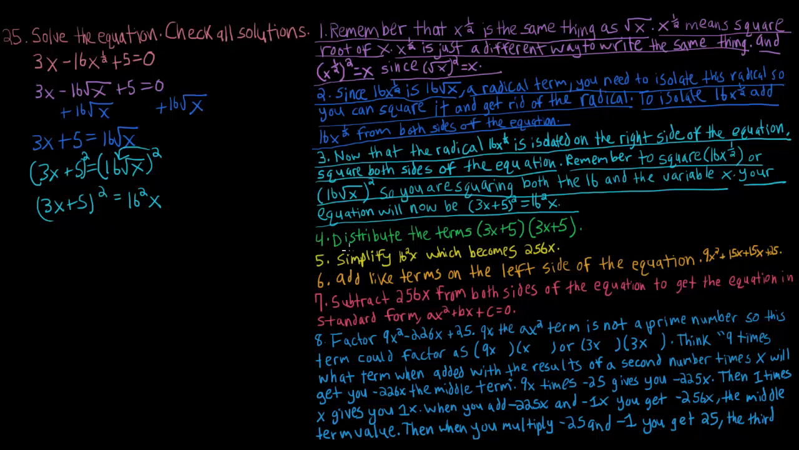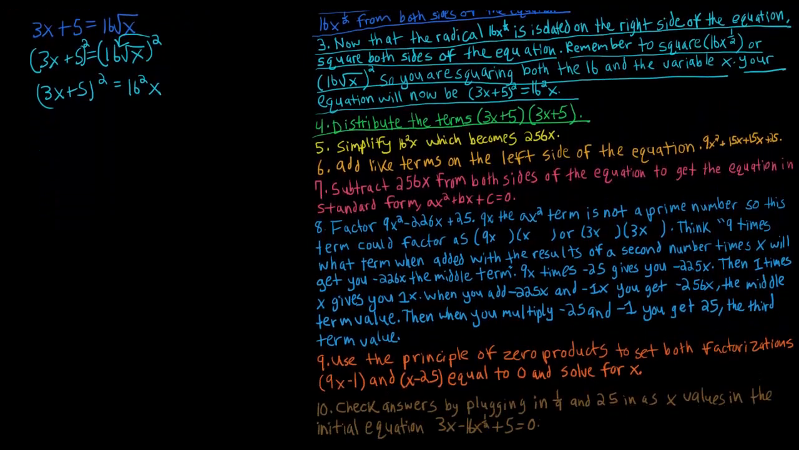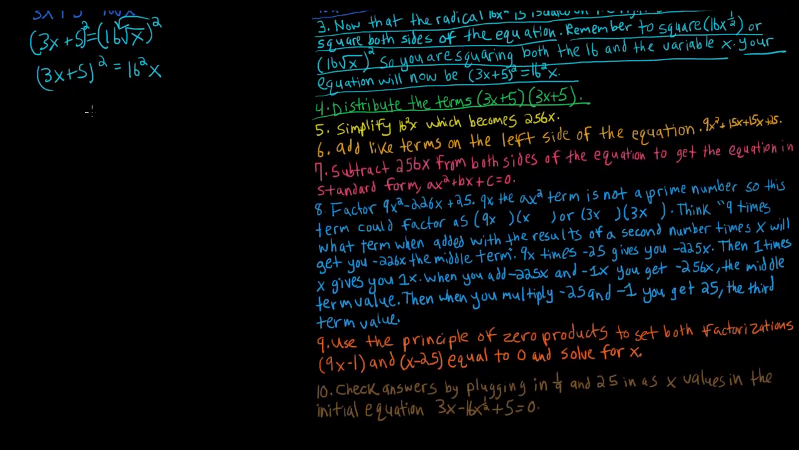Step 4, distribute the terms: 3x plus 5 times 3x plus 5. Well, (3x plus 5) squared is just the same as (3x plus 5) times (3x plus 5) equals 16 squared x. The simpler way I do it is I multiply the first term in each parentheses. So 3x times 3x is just 9x squared.